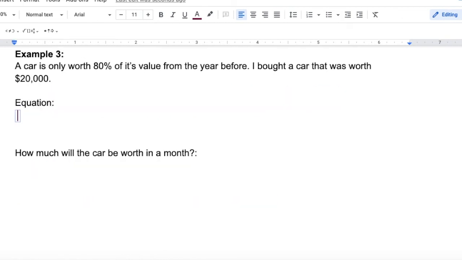All right, so this one says a car is only worth 80% of its value from the year before. I bought a car that was worth $20,000. So what equation is going to represent how much the car's worth? Well, we start with y equals, and then what's the starting amount? $20,000 is how much I bought the car at, and what's my multiplier?